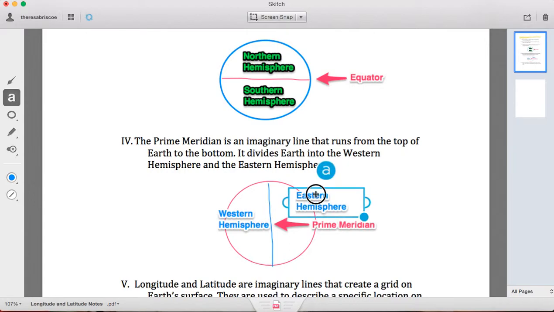And our eastern hemisphere is going to be on this side. So anything on this side of the prime meridian on Earth is in your western hemisphere, and anything on the right-hand side of the prime meridian is your eastern hemisphere.